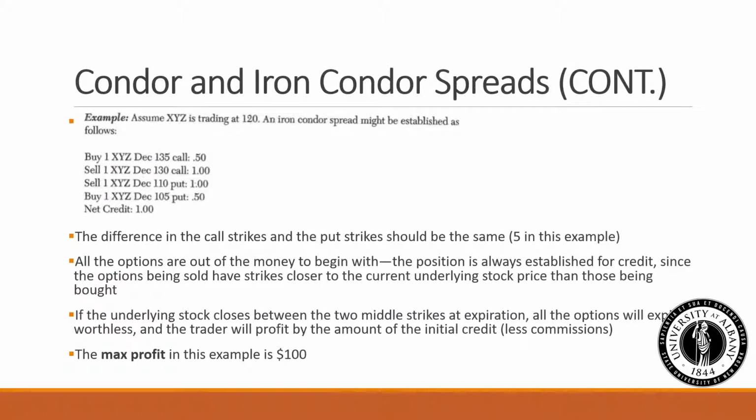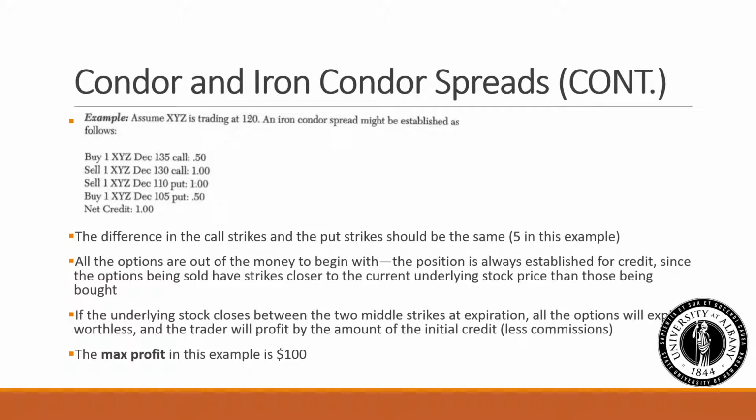So here's another example showing the iron condor spreads. The difference in the call strikes and the put strikes should be the same, which is 5 in this example. All of the options are out of the money to begin with. The position is always established for a credit, since the options being sold have strikes closer to the current underlying stock price than those being bought.